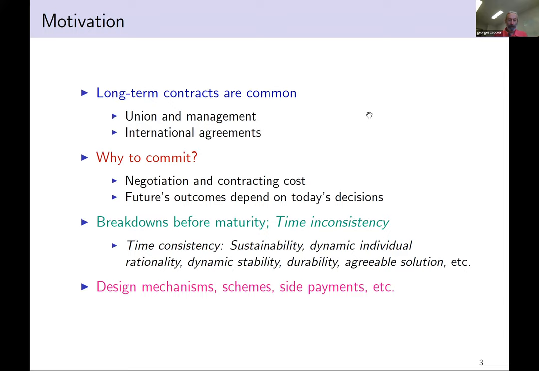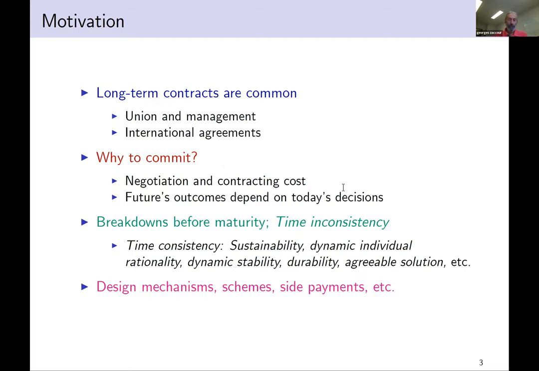The first one is that in practice, we observe that players are signing long-term contracts. One example is a contract in a company between the union and management. And also in the international arena, we see a lot of agreements, whether in environment, in health, in trade, etc. The very first question that one may want to ask is, why should we commit? Why should we sign a long-term agreement instead of playing the game every day as if it were a static game?